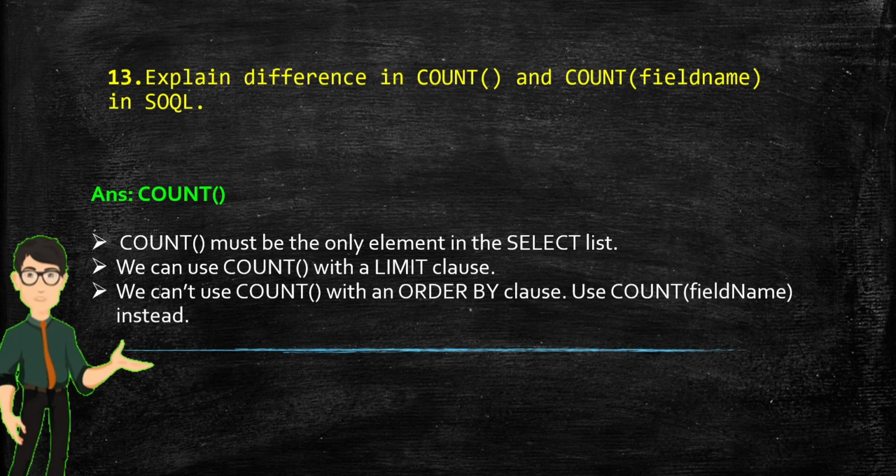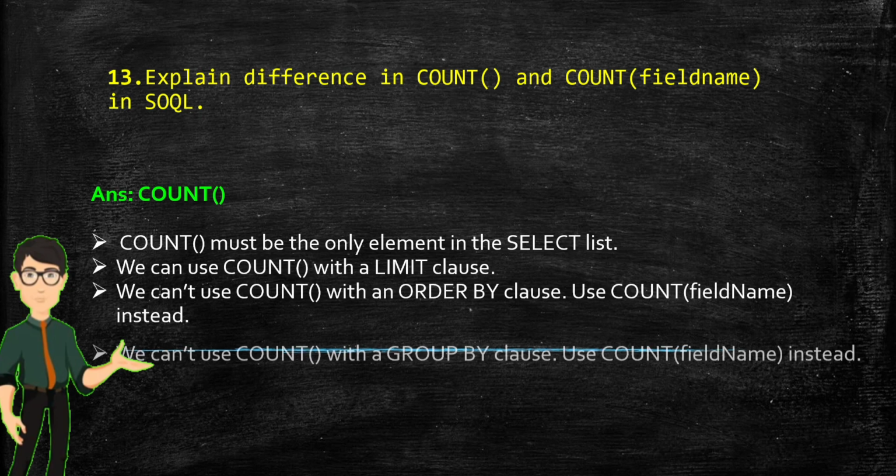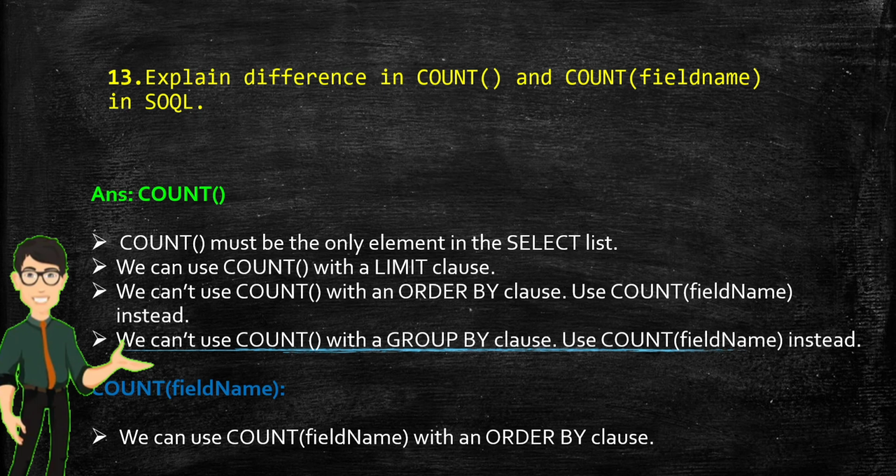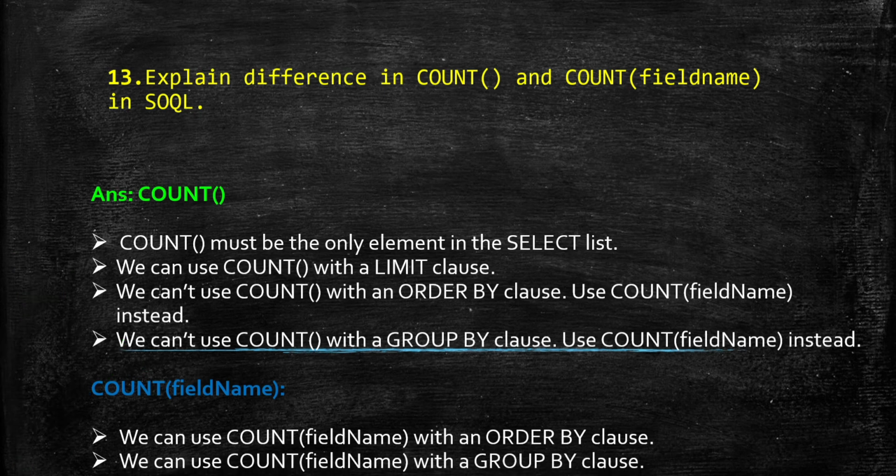We can use count of field name in parentheses with order by. We can't use count with group by either, so we use count field name instead. Count field name can be used with order by, and with group by also. So this is the major difference between count and count field name in SOQL.